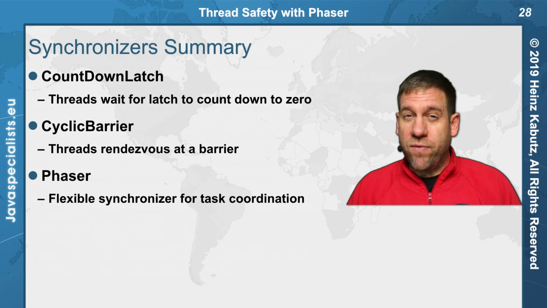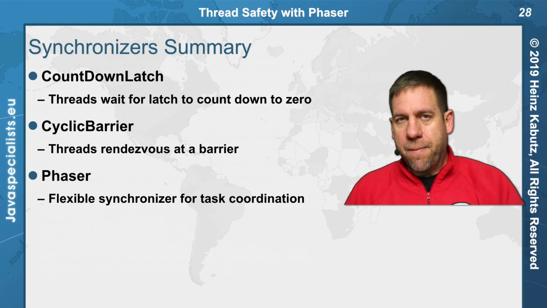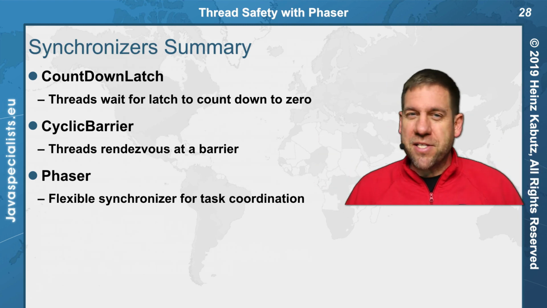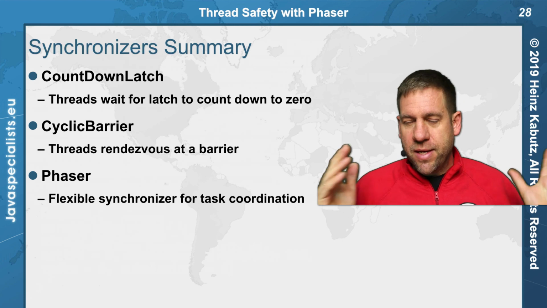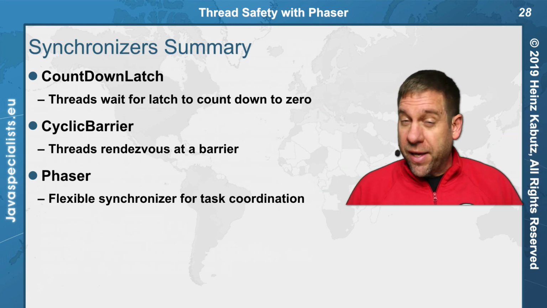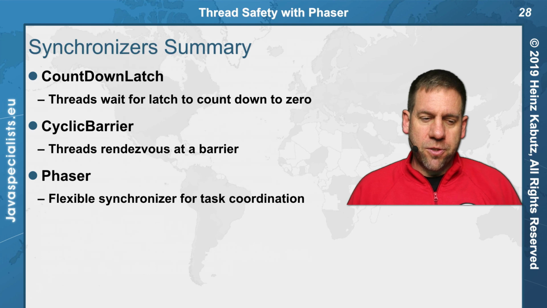And then the phaser is more flexible. It also has a better mechanism for working with interrupts. It plays nicely with fork join pool and parallel streams and all the other mechanisms you have out there that you might want to use.